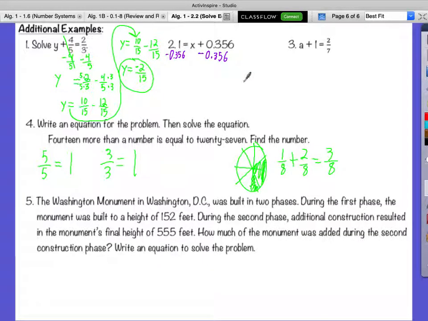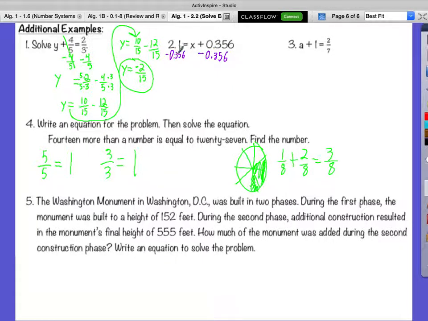Now, we chose that number very specifically, right? We chose that number very specifically because then we'll get to what number on this right side? It'll give us what number on the right side? 0 and just x by itself on the right side. That's why we chose that.